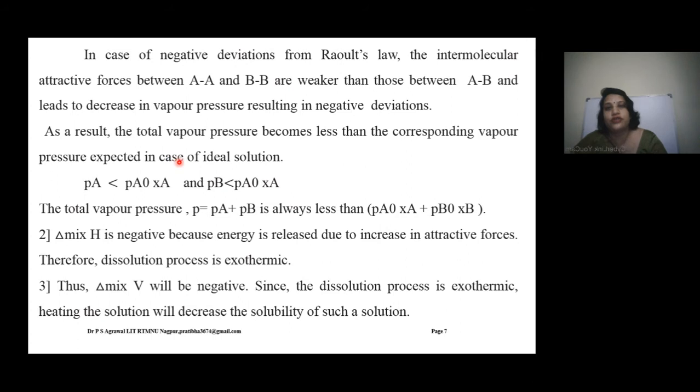Now, in case of negative deviation, exactly the opposite is the situation. The attractive forces AA, BB are weaker than AB. That means molecules come closer. They are tightly held and that's why delta V will be negative, that is, volume contraction. Also, PA and PB will be less than Raoult's law and the total pressure will always be less than this.